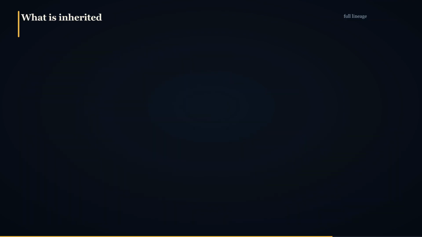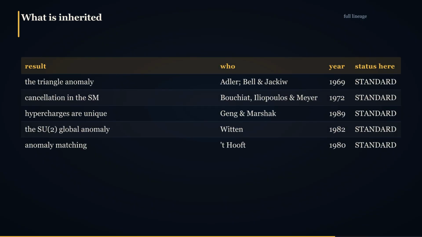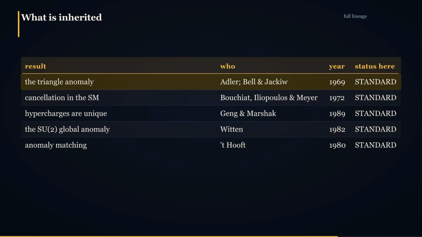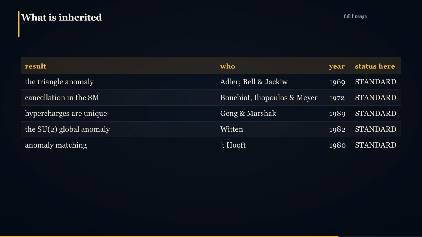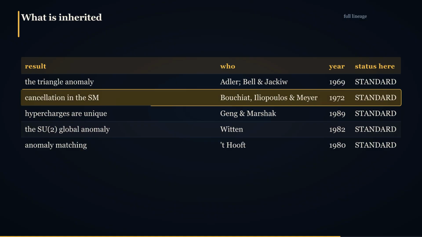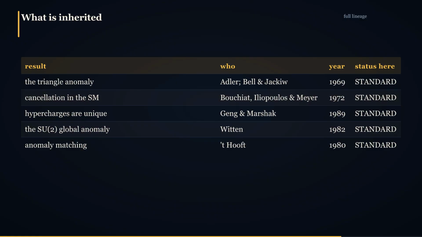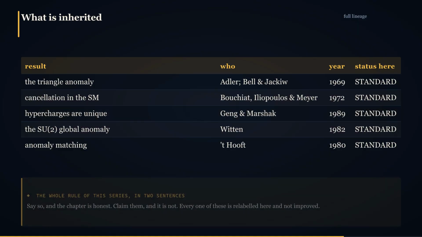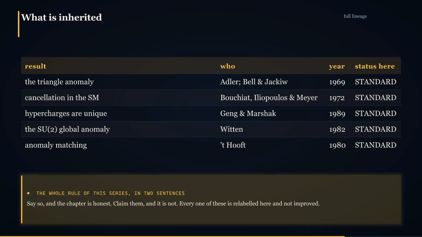Now the part that is not settled, stated plainly. Two things in this chapter are inherited, and 1 is genuinely open. The inherited pieces first. The anomaly algebra is Adler and Bell and Jackiw from 1969, with the standard model cancellation done by Bouchiat, Iliopoulos and Meyer in '72. The uniqueness of the hypercharge solution is Geng and Marshak. Both are standard physics, relabeled here and not improved. Say so, and the chapter is honest. Claim them, and it is not.